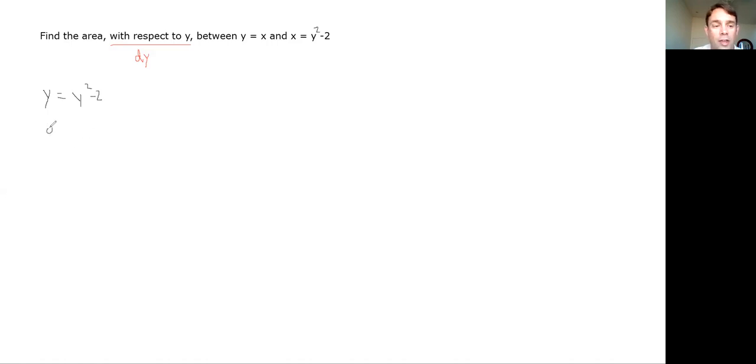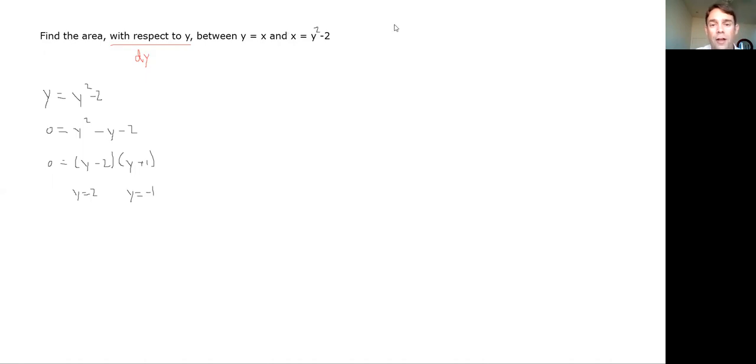Again, everything is the exact same. It's just instead of solving it for x, I'm solving it for y and doing the same process towards the y-axis. So 0 equals y minus 2, y plus 1. So y equals 2, and y equals negative 1.